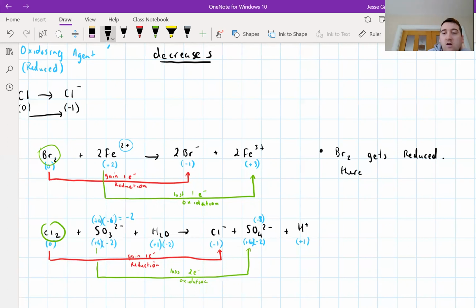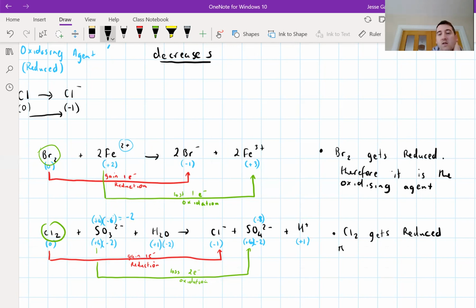Therefore, it is the oxidizing agent, because that's what happens to the oxidizing agent. It gets reduced. Okay, you write a similar sentence for the second one. Pause the video, do that now. Okay, so in this case, Cl2 gets reduced. And the thing that gets reduced, therefore, is the oxidizing agent.